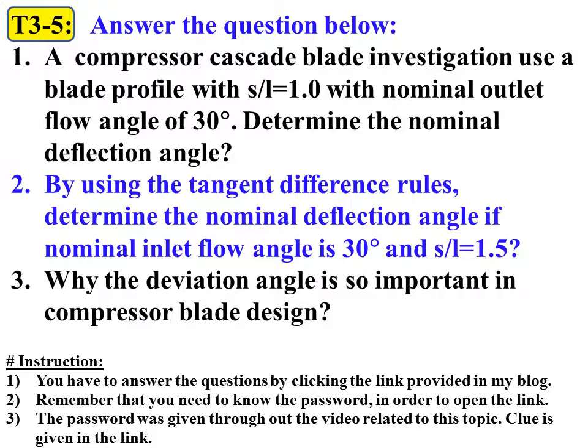Okay, in order to test your understanding of part number 5, chapter number 3, answer the questions below. First question: a compressor cascade blade investigation uses a blade profile with s over l equal to 1.0 with a nominal outlet flow angle of 30 degrees. Determine the nominal deflection angle. Question number 2: by using the tangent difference rules, determine the nominal deflection angle if the nominal inlet flow angle is 30 degrees and the s over l value is equal to 1.5. Question number 3: why is the deviation angle so important in compressor blade design?